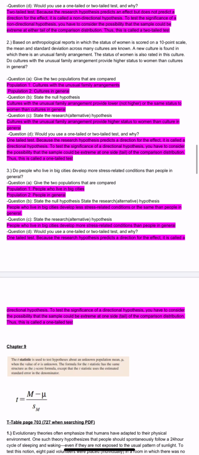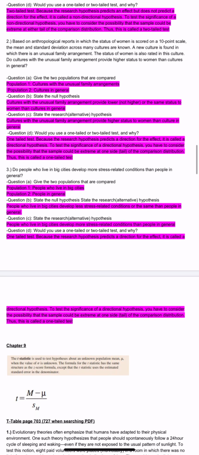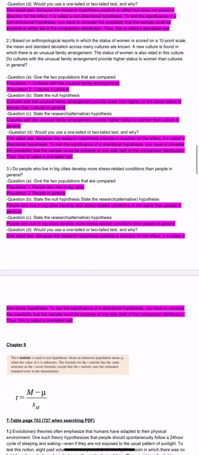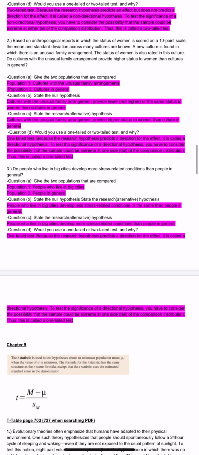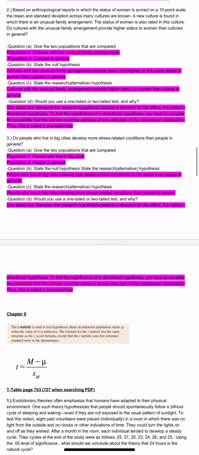A new culture is found in which there are unusual family arrangements. The status of women is also rated in this culture. Do cultures with the unusual family arrangements provide higher status to women than cultures in general? So higher status, right? It's signifying a direction, so we know it's a directional hypothesis on the positive side. Give the two populations: cultures with the unusual family arrangements and cultures in general.